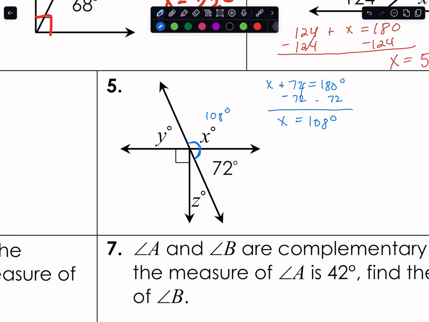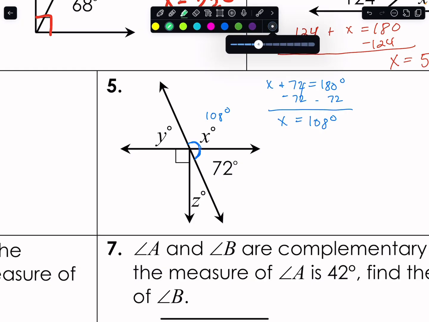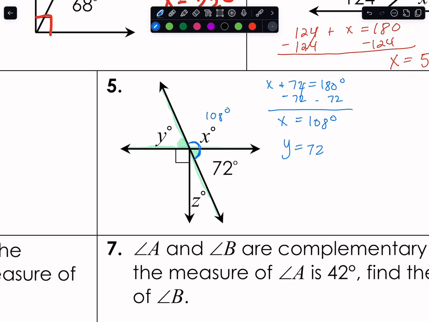Well, if I have this line here, let's make this smaller. If I have this line and this line, that makes this angle and this angle vertical. And we know that vertical angles are congruent. So that means by default, y is equal to 72 degrees.